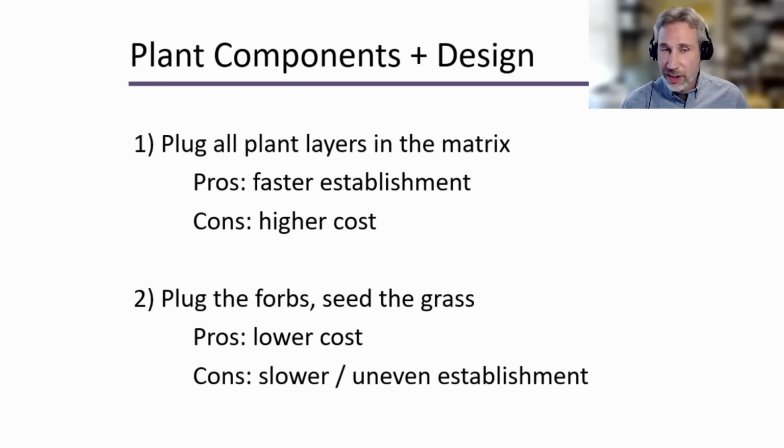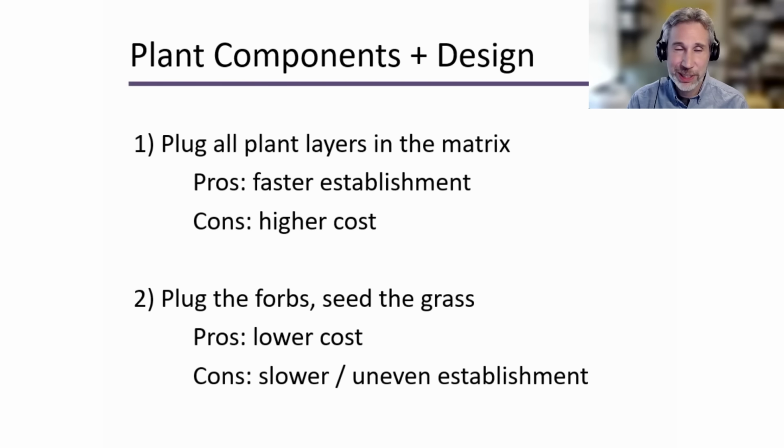So the pro of plugging all, or planting all the plant layers, all the plants at once, means much, much faster establishment. The con is, yes, higher cost, much higher cost. Number two, when you are using plugs just for the flowers and then sowing in the grasses, the pro is definitely lower cost, right? The con is much slower and much more uneven establishment.